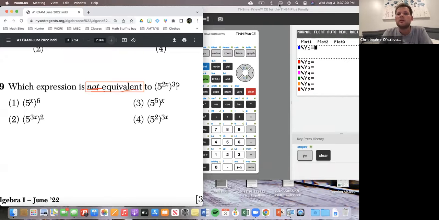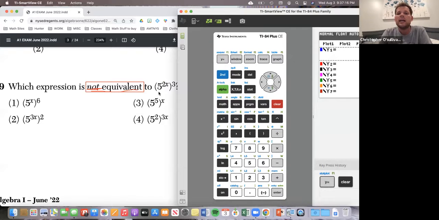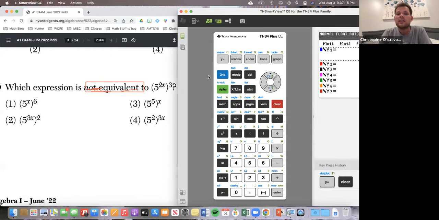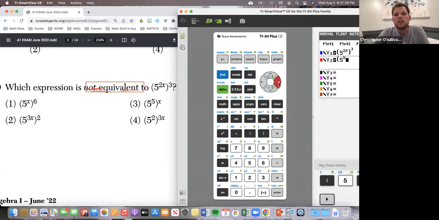So what we're going to want to do is go to y equals on our calculator and put the expression from the question into our y1. So I'm going to go to y1 and type in 5 to the 2x, and I'm going to raise it to the third. Now I'm going to go to y2 and type in my first answer choice: 5 to the x, all raised to the 6th power.